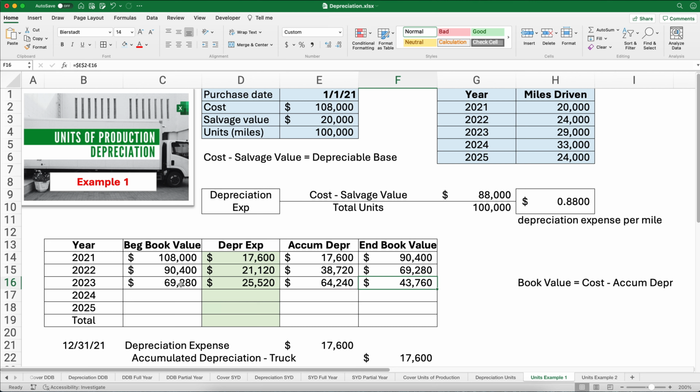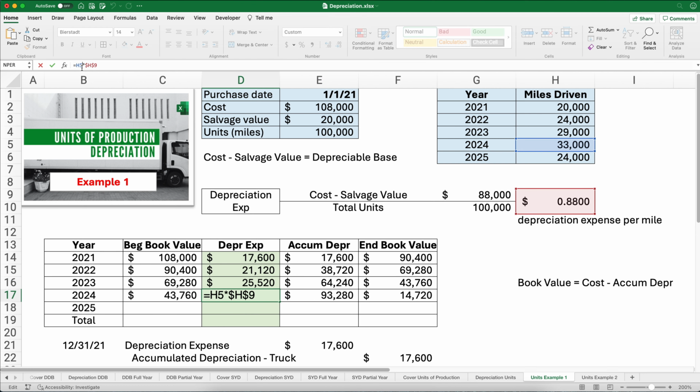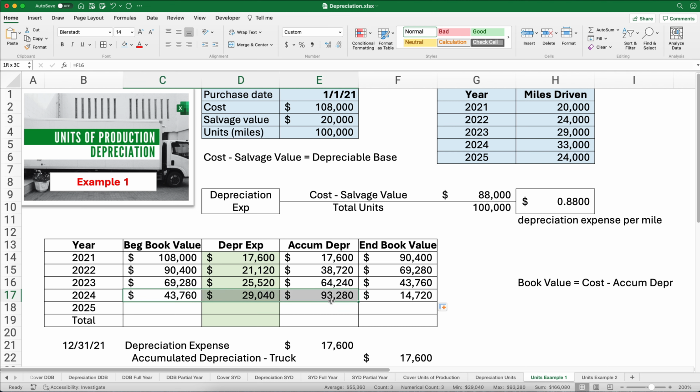Now I'm going to copy these next two down. So we'll copy this down. Depreciation expense. In fact, I can do these more than one at a time. So the depreciation expense is going to be what? It's going to be the 33,000. You see, I picked up 33,000 times the 88 cents. So then we have 93,000 total, and 14,720 is our ending book value. Well, let's do one more year and copy it down, and we'll be finished. But we need to check our work.